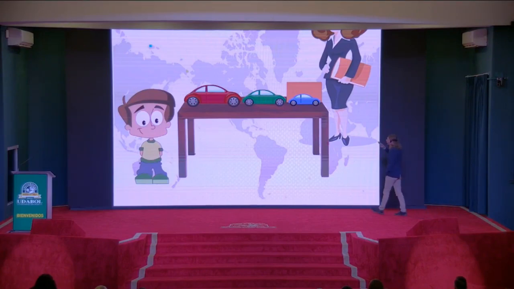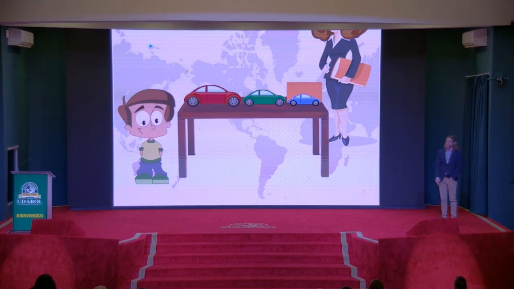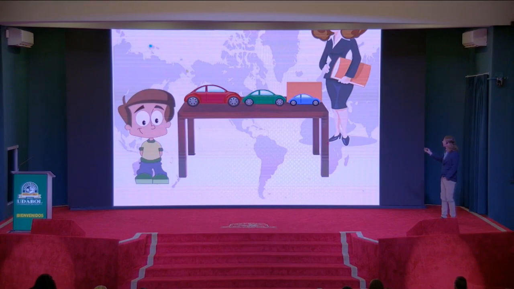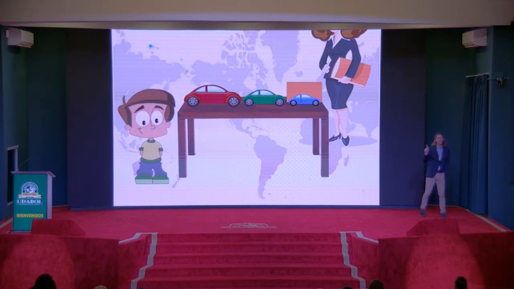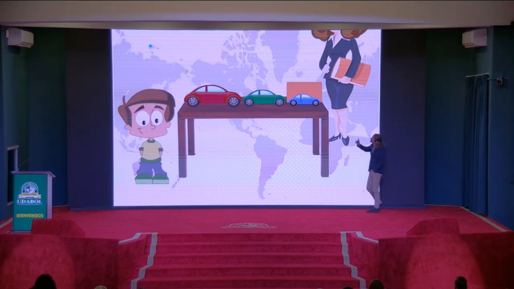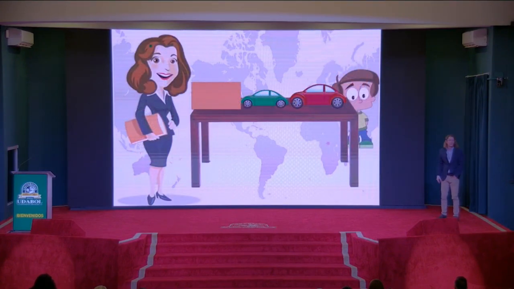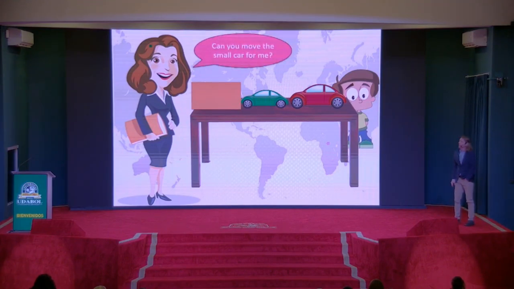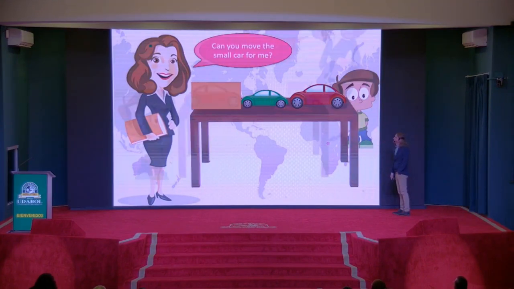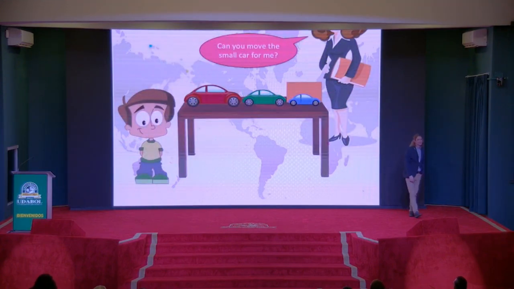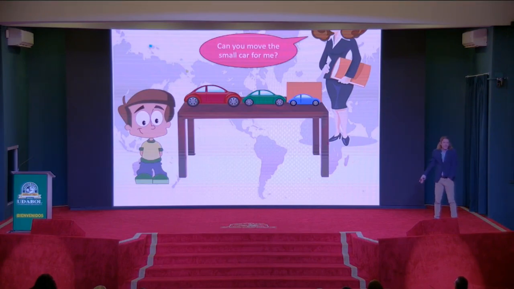This is the situation. In the room, there was a child, there was a table, and there were 3 cars of differing sizes. There is also an adult in the room. Now the child could see, and the child understood that the adult was unable to see one of the cars. It was very clear. Now, the adult asked the child, "Can you move this small car for me?" Now, this is the adult's perspective. This is the child's perspective. What happens? What do you do? What do you move? She said, "Can you move the small car for me?"